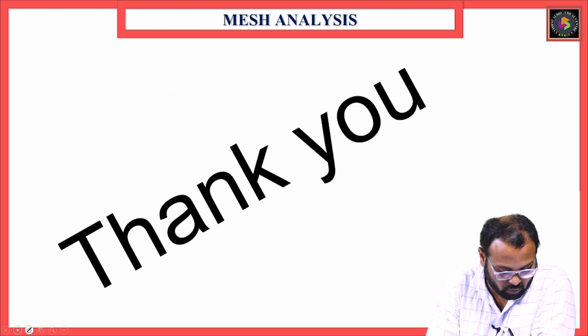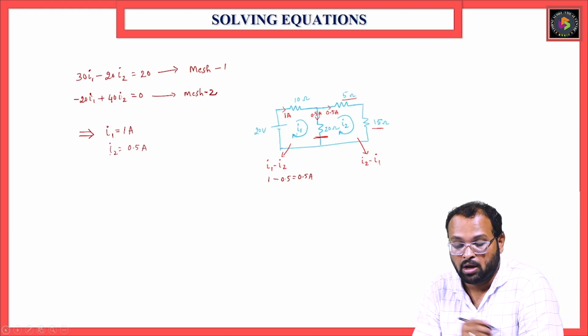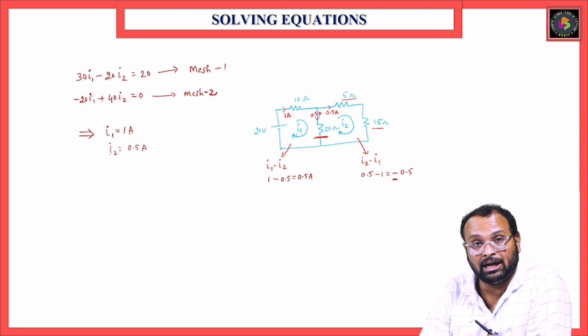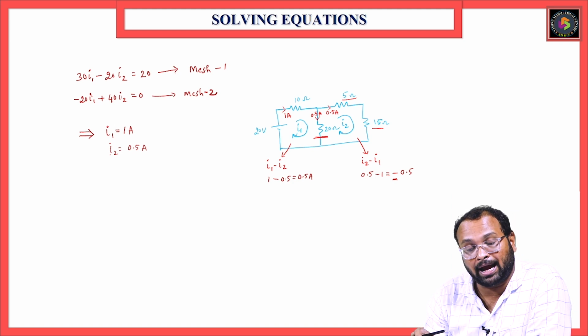That is if you want to go with mesh 1. If someone says, sir, I want to go with mesh 2, then what is the answer? I2 is 0.5 amperes minus I1 is 1 ampere. So how much answer are we getting? 0.5, but with the sign of minus. It means both times you got the same magnitude, but the direction is different.